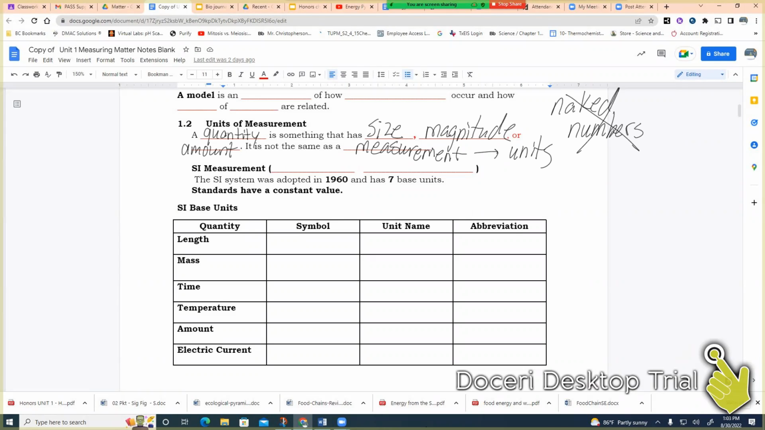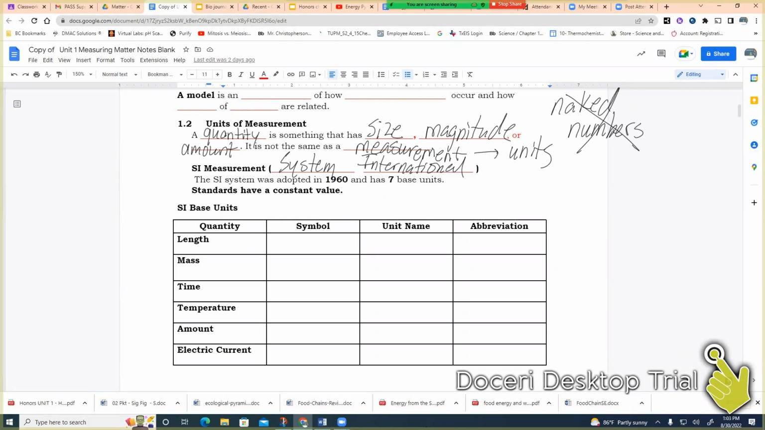So the SI units, or the SI measurement, is just another name for Système International. And it was adopted in 1960, obviously not for the whole United States, but for scientists. Before that, there were different systems being used, so it was hard to compare data if everything was not in the same system.